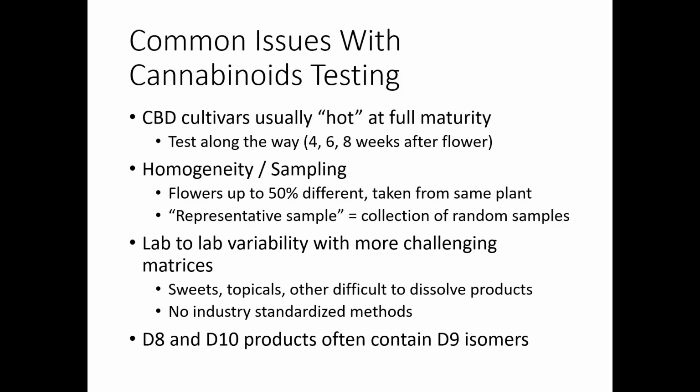And then lab to lab variability is going to be something that we're just going to continue to face for years. Right now, there are no industry standardized methods as there are in environmental testing and pharmaceutical testing. So that variability seems to get larger with more difficult products to handle. So particularly things that are not soluble on the chemistry side, we really need to get things into solution. So getting beeswax into solution, or even gummies and things like that, can be difficult.